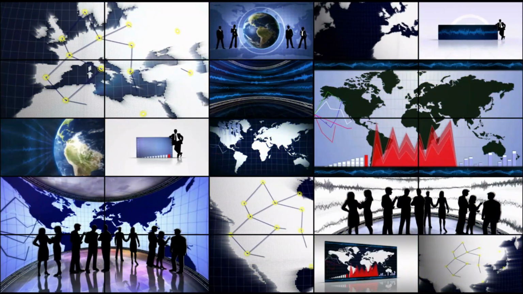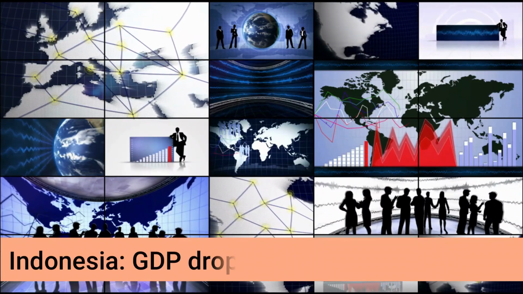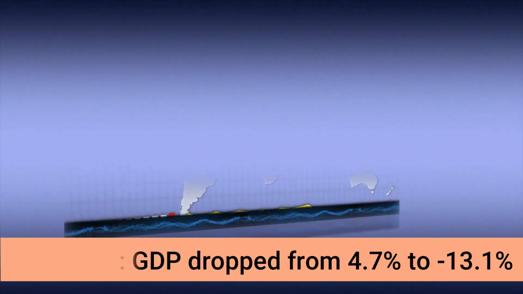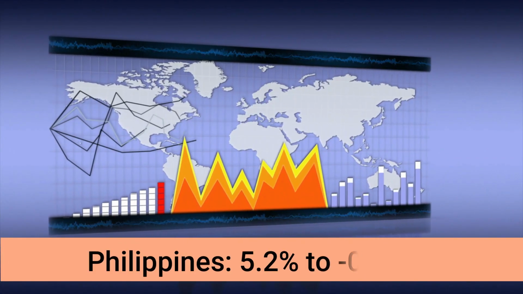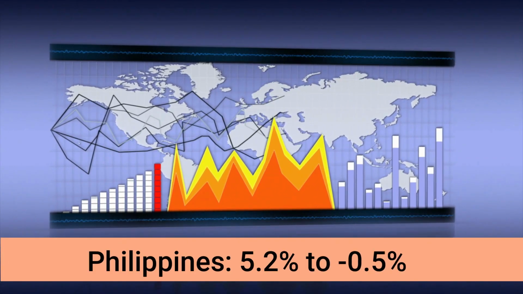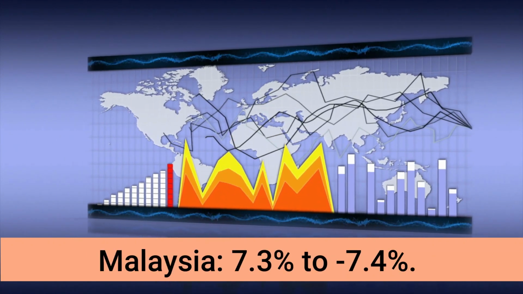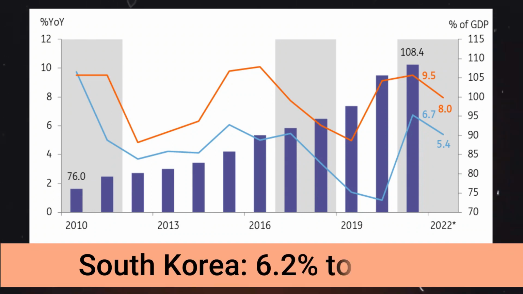Severe recessions hit affected countries. Indonesia, GDP dropped from 4.7% to minus 13.1%. Philippines, 5.2% to minus 0.5%. Malaysia, 7.3% to minus 7.4%. South Korea, 6.2% to minus 5.1%.